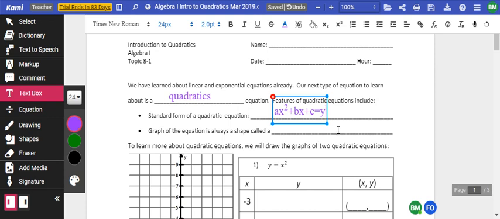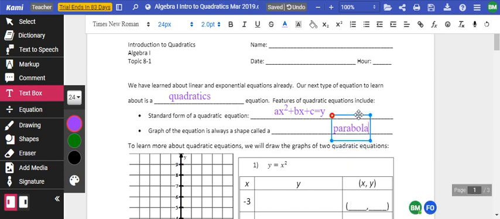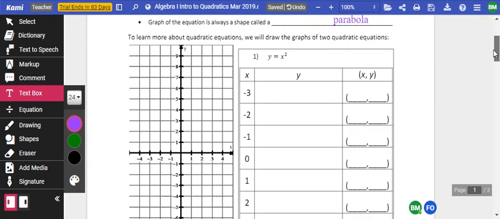The graph of the equation is also a shape called a parabola, which I cannot spell. Let's see if it will do it for me. There we go. Parabola. Yay, spell check. So we're going to do an example of what the parent function looks like. And this is what the parent function is, y equals x squared.